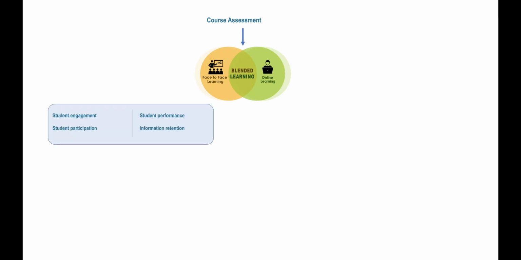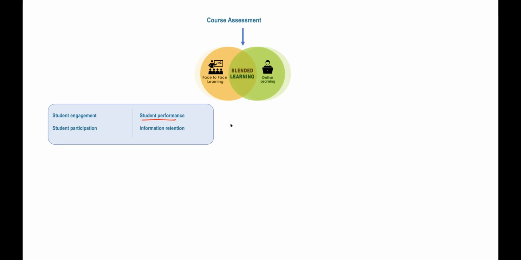So what we did is we started to assess these endpoints. We wanted to look at student engagement, student participation, as well as student performance. And one final endpoint that we looked at is how well students retain information. And what we were comparing is a traditional approach without the flipped classroom, and then comparing that to the flipped classroom approach, and then studying these endpoints.